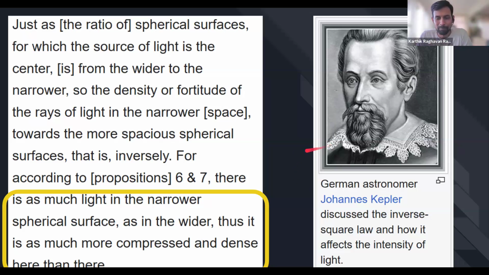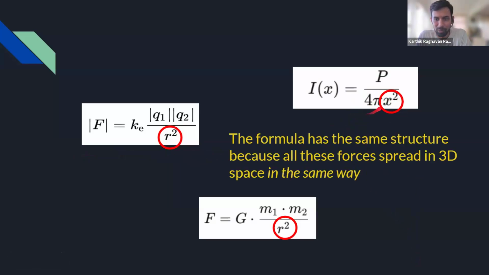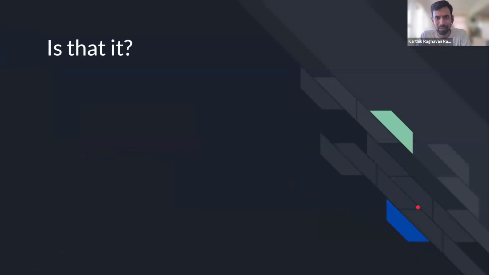So I wanted to share this with you because when I saw this quote, I was surprised that 500 years back, humans were thinking at this level and they were able to say things like this. Right. So this is the inverse square law. The formula has the same structure because the force is spread in three-dimensional space in the same way.